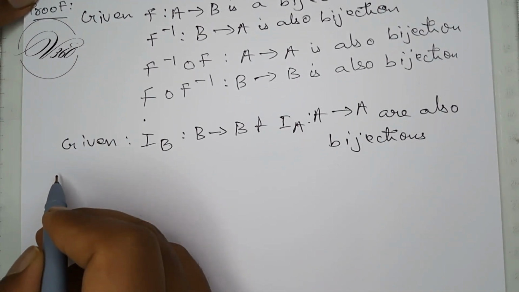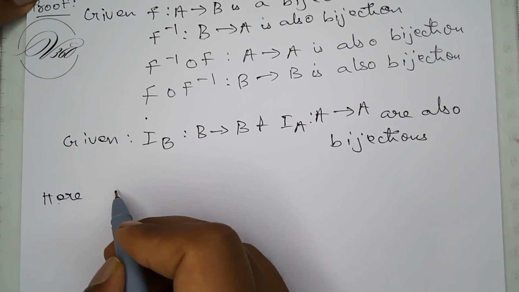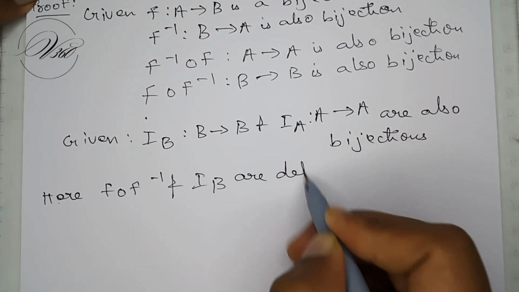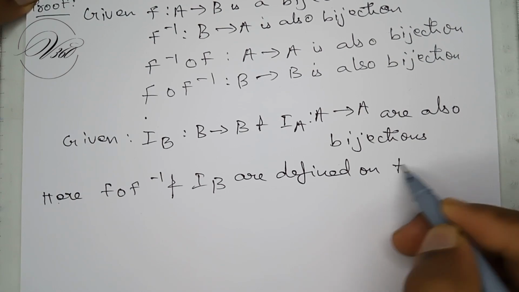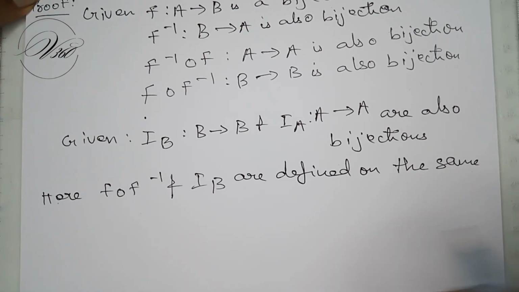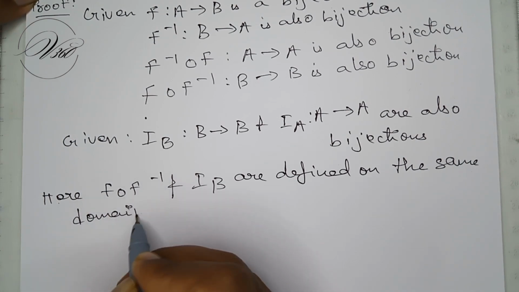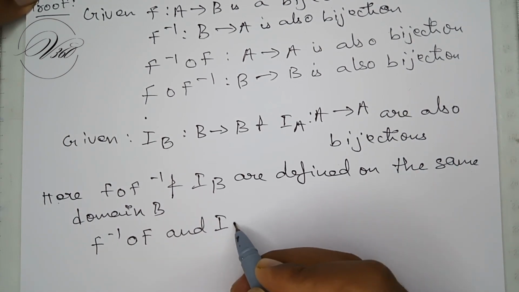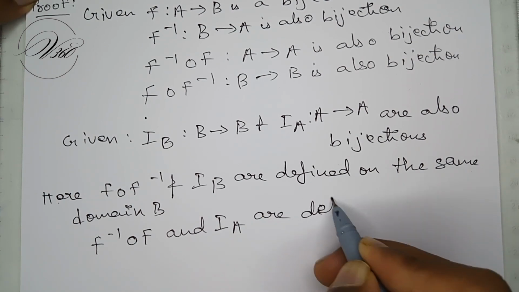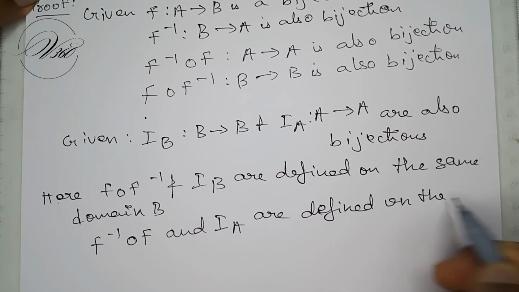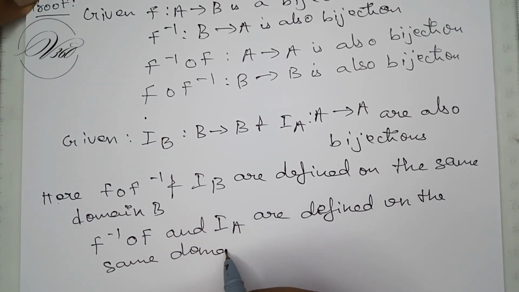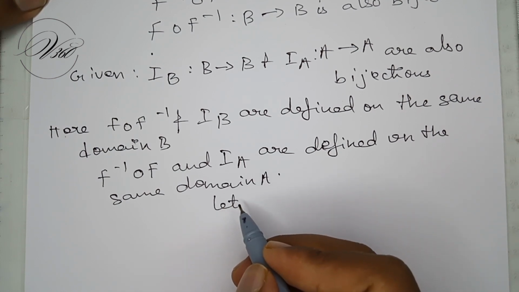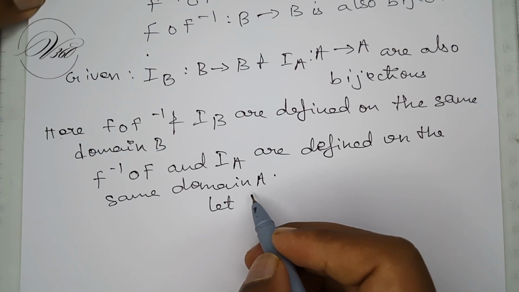Okay, here F o F inverse and IB are defined on the same domain B. F inverse o F and IA are defined on the same domain A. Okay. These statements only clarify your doubts, so copy or hear it carefully.